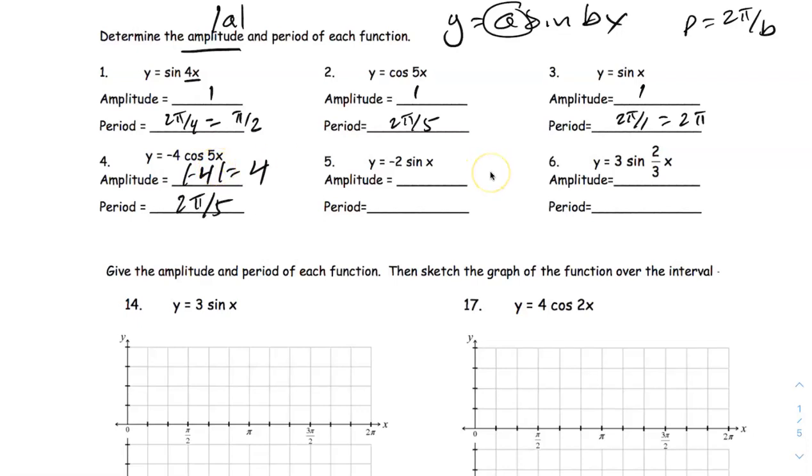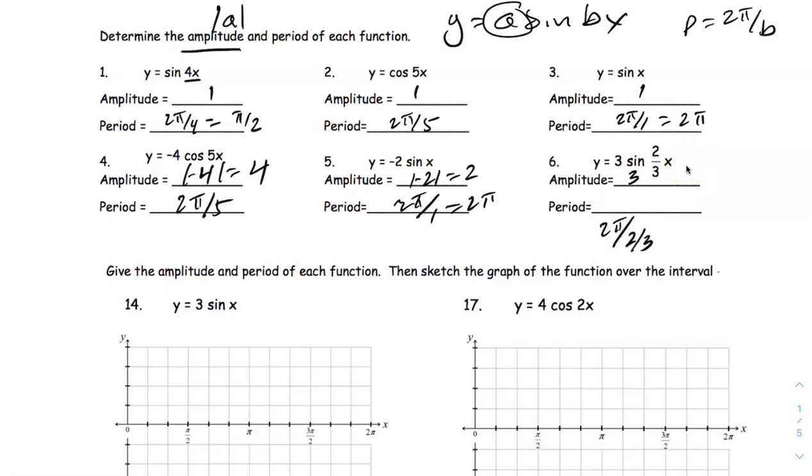The next one, again, I'm trying to trick you. So my amp is going to be just 2. And the period's 2 pi over, it's a bit ugly too, over 1, which is just 2 pi. Over here, my amp is 3. My period, I'm just being a jerk here. So it's 2 pi over 2 over 3. Or we can't leave it like that.